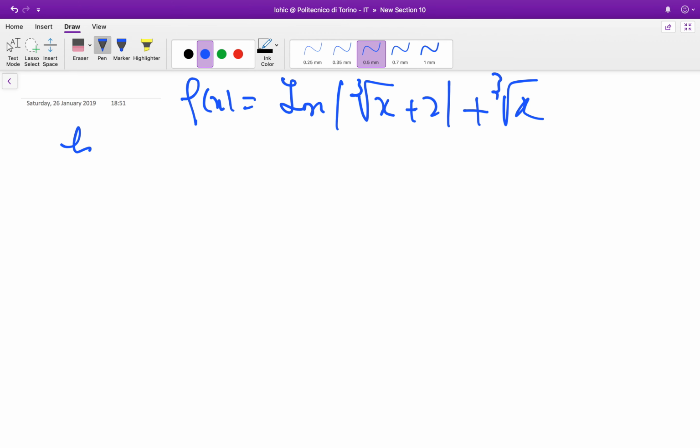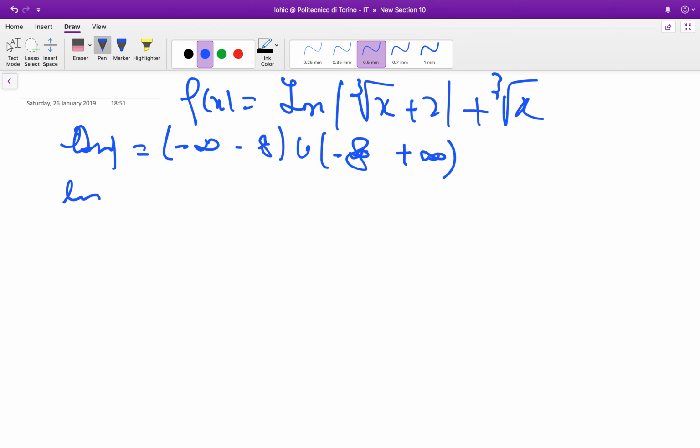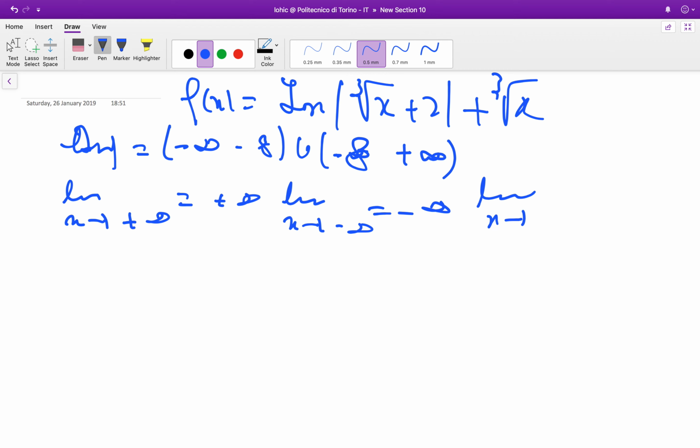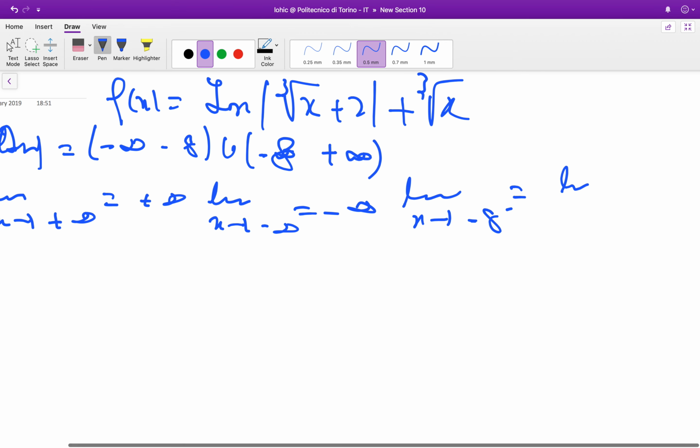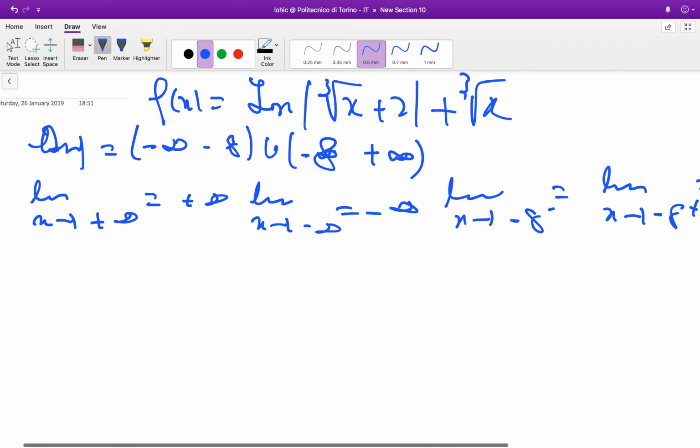Then we saw that the domain of the function is from -infinity to -8 union -8 to +infinity. Then we saw that the limit when x tends to +infinity is +infinity. The limit when x tends to -infinity is -infinity. The limit when x tends to -8 minus is the same as the limit when x tends to -8 plus, equal to -infinity in all cases.